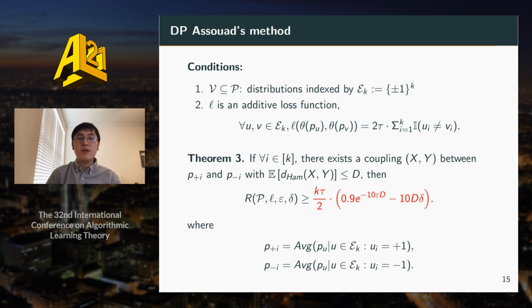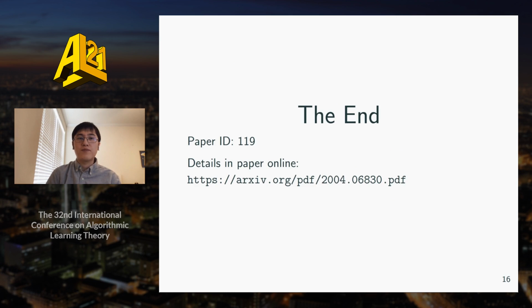If there is some coupling between P plus i and P minus i with coupling distance d, then we can show a lower bound of the estimation error, where P plus i and P minus i are just a mixture of distributions, where the ith position takes either plus 1 or minus 1.